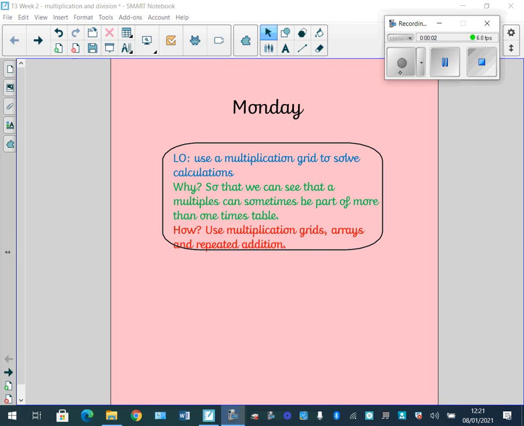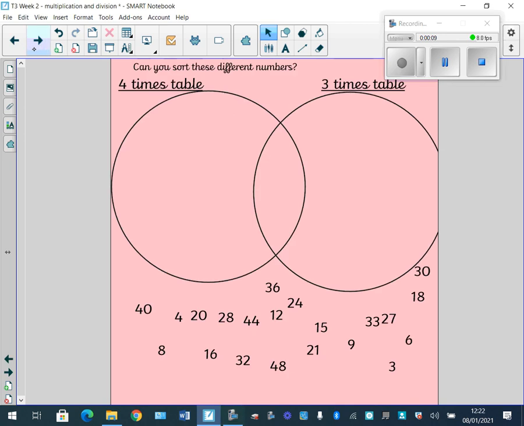Okay then year 3, our learning for today is to use a multiplication grid to solve some calculations. Let's do a little warm up first. With your parents at home or on your own, just practice your 4 and 3 times table just in your head, practice them and chant them.